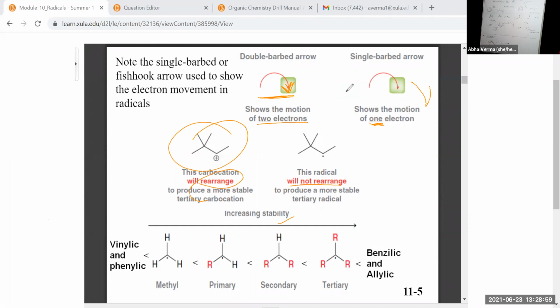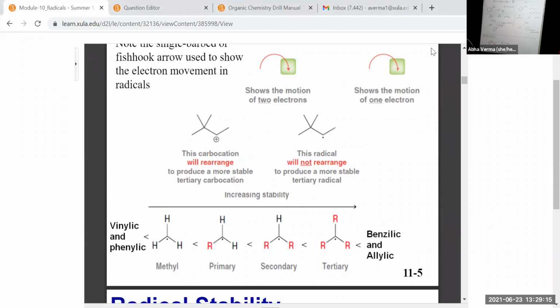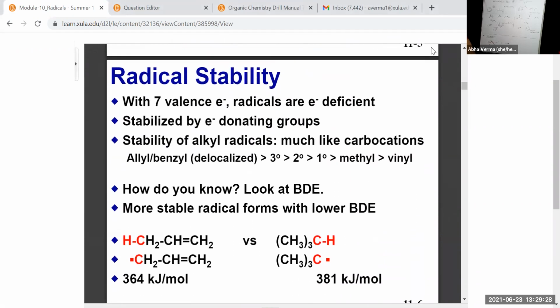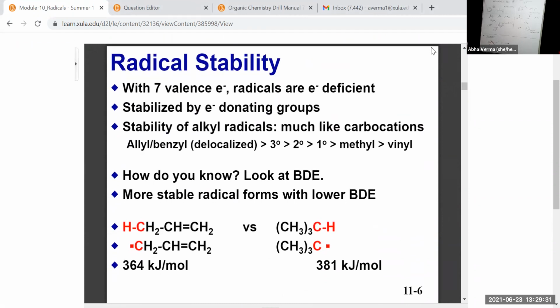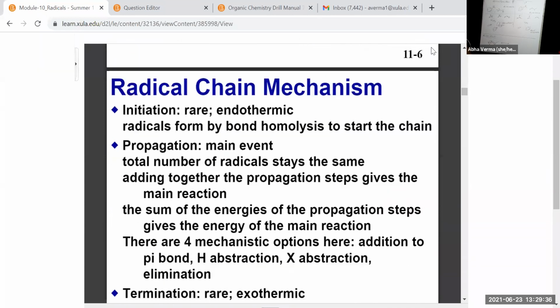The benzylic and allylic are most stable. Vinylic and phenylic are the least stable of our groups. And this part plus the bond dissociation energy part, if you remember these two parts, how to use them, you will know which hydrogen or which bond will break when we are doing our reactions. So this is just a repetition. Electron donating groups will help stabilize your radical reaction.